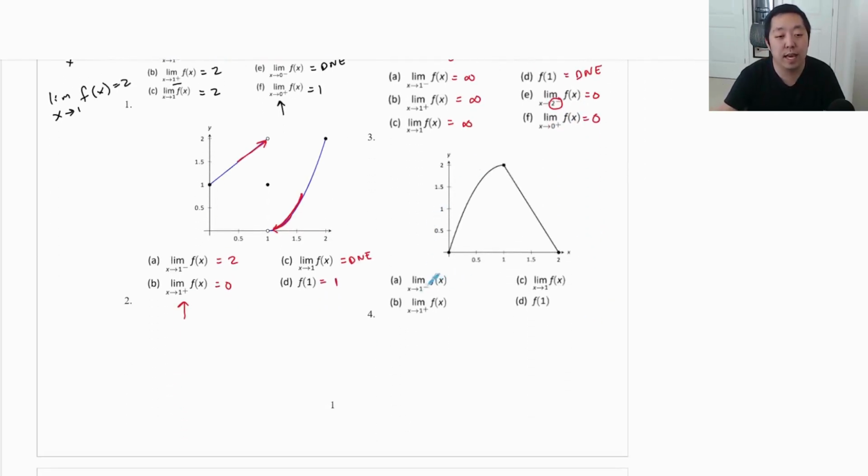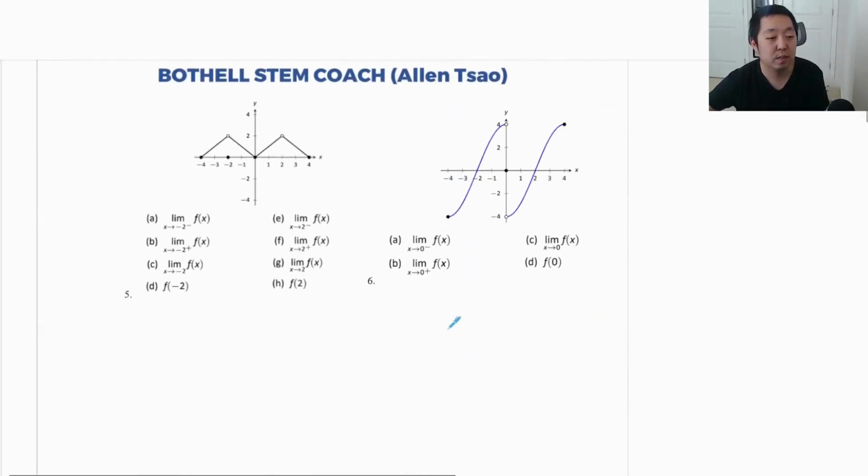What's the limit as x approaches 1 from the left? That's 2. How about 1 from the right? Right, here's 1. 1 from the right, the y value also approaches 2. So because the left and the right are the same, the value of the limit itself is also 2. And the value of the function is right up here, which is also 2. So all of these are 2 in this instance.